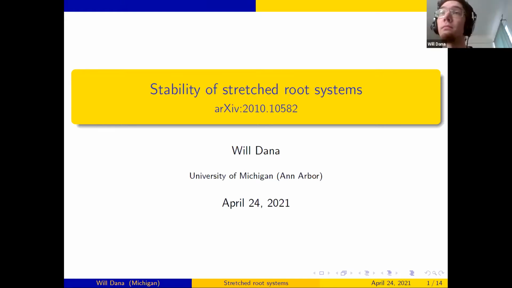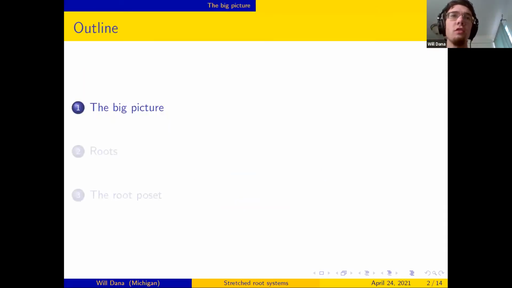Thanks for the introduction, and good morning, everyone. Thanks for coming to the talk. Today I'll be saying a bit about this preprint I put up on the arXiv a few months ago, examining this stretching operation on root systems, which seemed interesting.